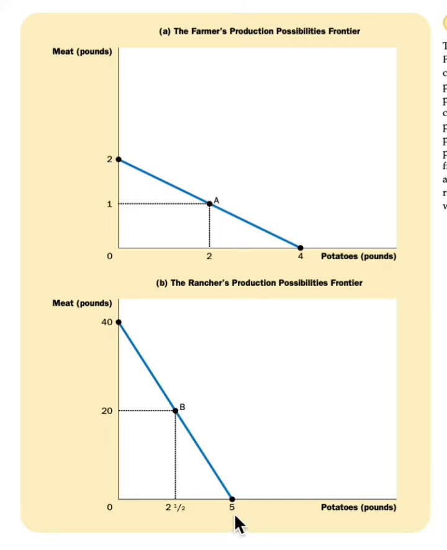So he can produce either 40 pounds of meat if he uses all his resources in the production of meat, or he can produce 5 pounds of potatoes if he uses his entire resources to produce potatoes only. If he mixes, he can produce 20 pounds of meat with 50% of the resources he has, and the rest of the 50% of resources can produce 2.5 pounds of potatoes. This is exactly what is being explained in this graph.